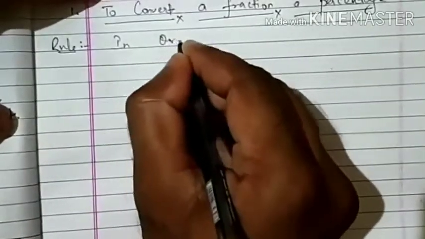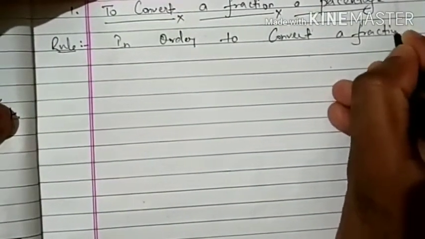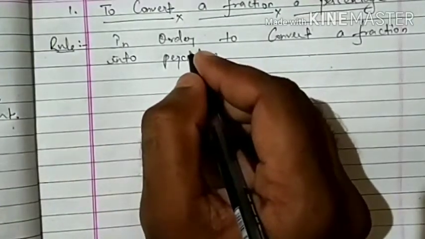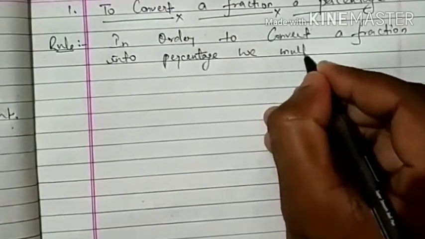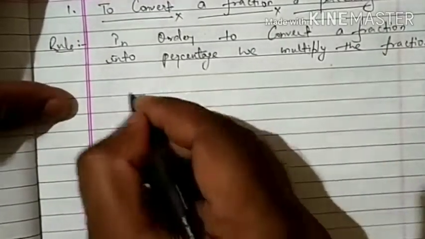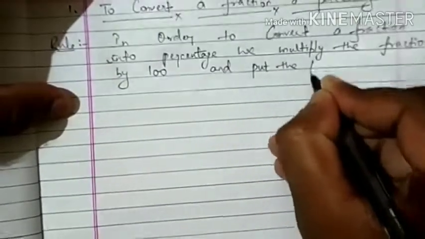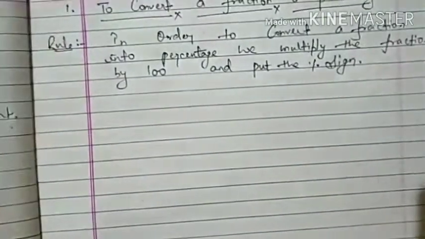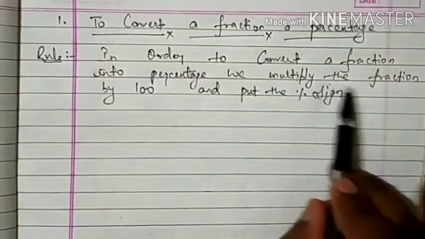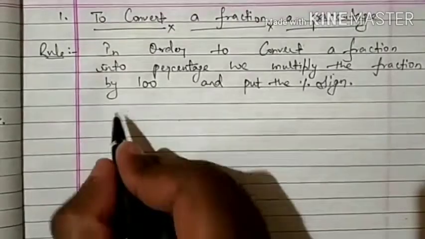In order to convert a fraction into percentage, we multiply the fraction by 100 and put the percent sign. This is the rule of converting a fraction into percentage. In order to convert a fraction into percentage, convert करने के लिए we multiply the fraction by 100. fraction को किससे multiply करेंगे? 100 से, and then what do we do? We put the percent sign. Let's look at the example.